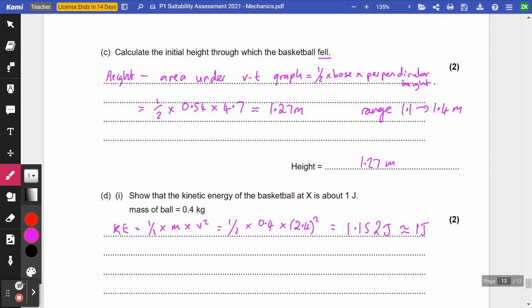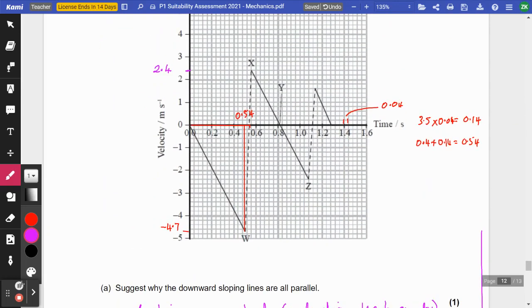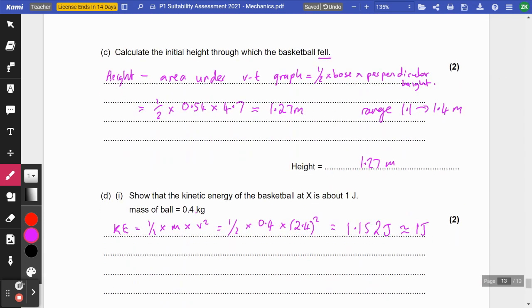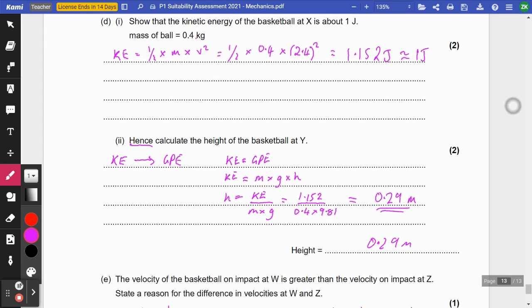joule. So kinetic energy is half times mass times v squared. We've got the mass given to us there. Do we know the speed at X? Let's have a look at the graph. X is the point just before the ball loses contact with the ground, and that is 2.4 meters per second. So multiplying that out, there's your 1 mark, picking 2.4, putting it into the equation and getting an answer of 1.152 joules, which is approximately 1 joule. Now, it says, hence calculate the height of the basketball at Y.